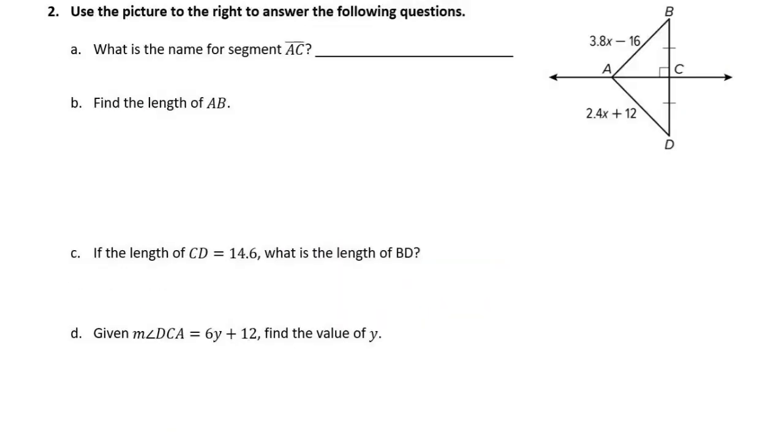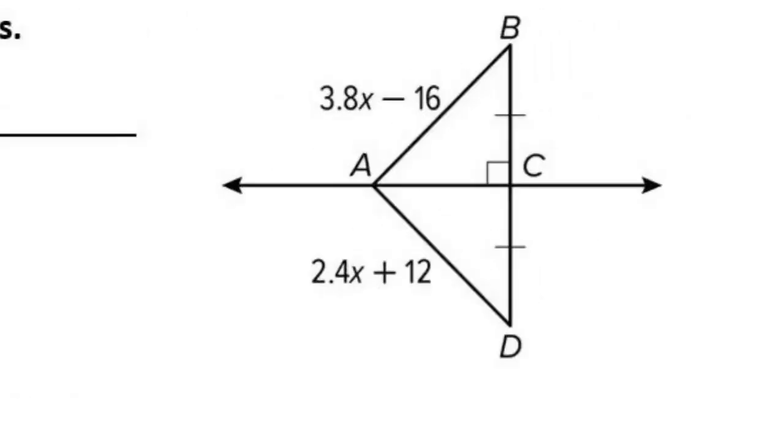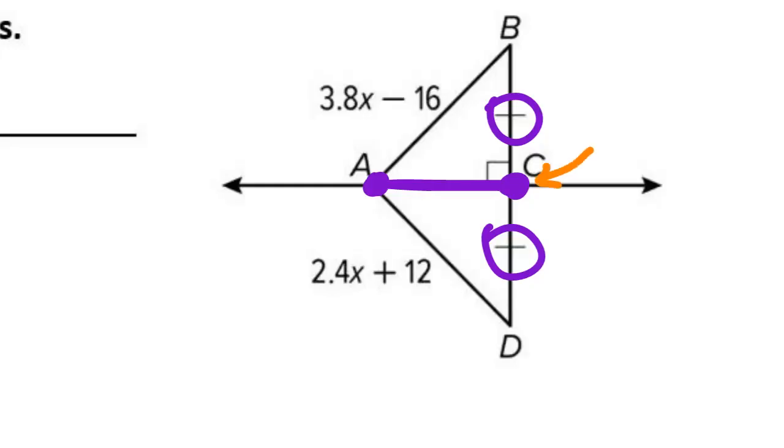Number 2, use the picture to the right to answer the following questions. What is the name for segment AC? This segment right here. Well, I noticed this. What word comes to mind when you see that symbol? Perpendicular. And then I see these two things, which means C would be a what? Midpoint. Because those two segments, CD and CB, are congruent.